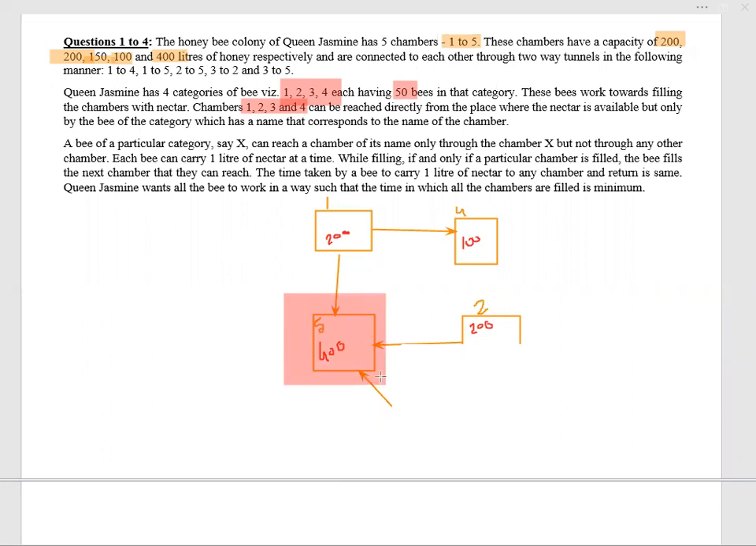Let me red mark it. But only by the bee of the category which has the name of the corresponding chamber. So 1 can be filled up by category 1, 2 by category 2. A bee of a particular category, say X, can reach a chamber of its name only through the chamber X, but not through any other chamber. Fine. Each bee can carry 1 liter while filling it, and only if a particular chamber is filled, the bee fills the next chamber that it can reach. Okay, fine.